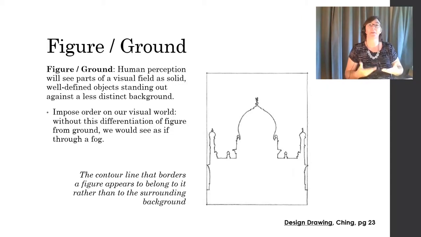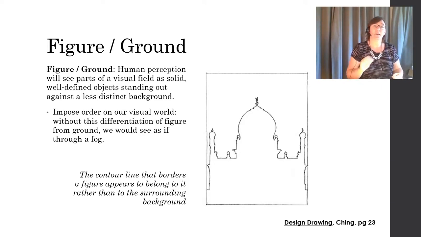And that leads us right into our discussion of figure ground. So as humans, we see parts of our visual field, everything around us, as solid objects standing out against a background. For example, you're looking right now at the object of me, of a person, against my curtain background. All right. This is a way that we impose order on our visual worlds. If we didn't understand our world with the figure ground idea, kind of everything would be a fog. Nothing would be more important than anything else.